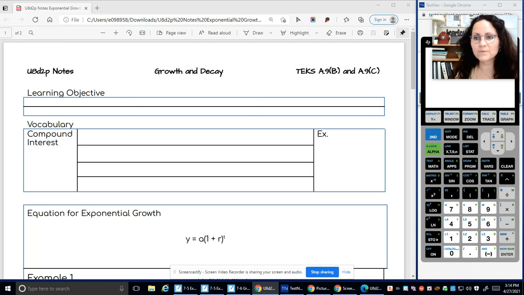Hello everyone, welcome. We are going to be talking about growth and decay, okay? So we're going to be applying what we learned about exponential functions and applying it to word problems. Let's go ahead and begin.